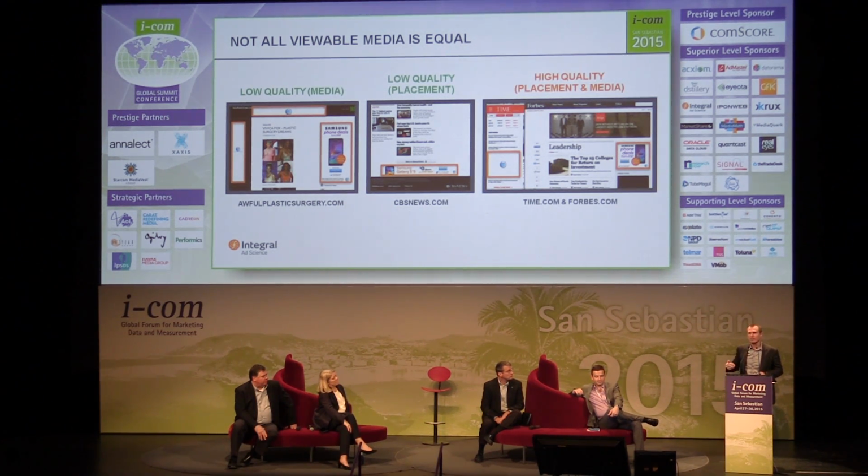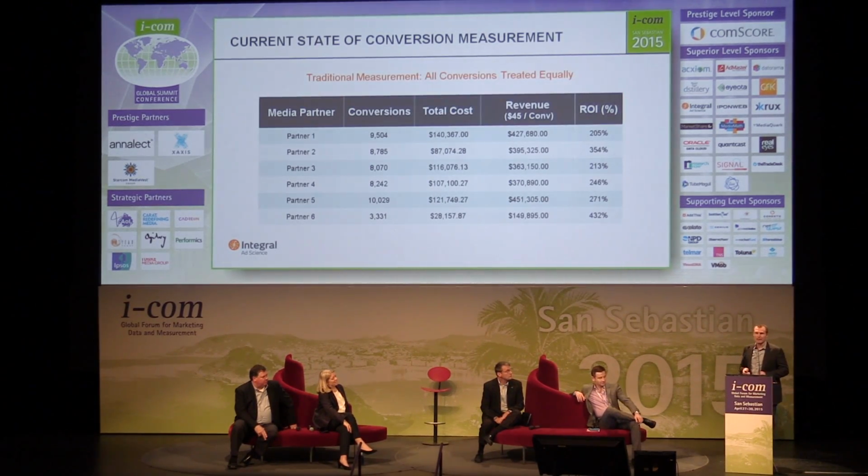And ultimately, we look at the timing of it. Oh, what was the last exposure? Oh, it was on awfulplasticsurgery.com, therefore it gets the credit. That's not right. It's easy to understand why, because that data is hard. This exposure quality is a concept that's really hard to get our head around.